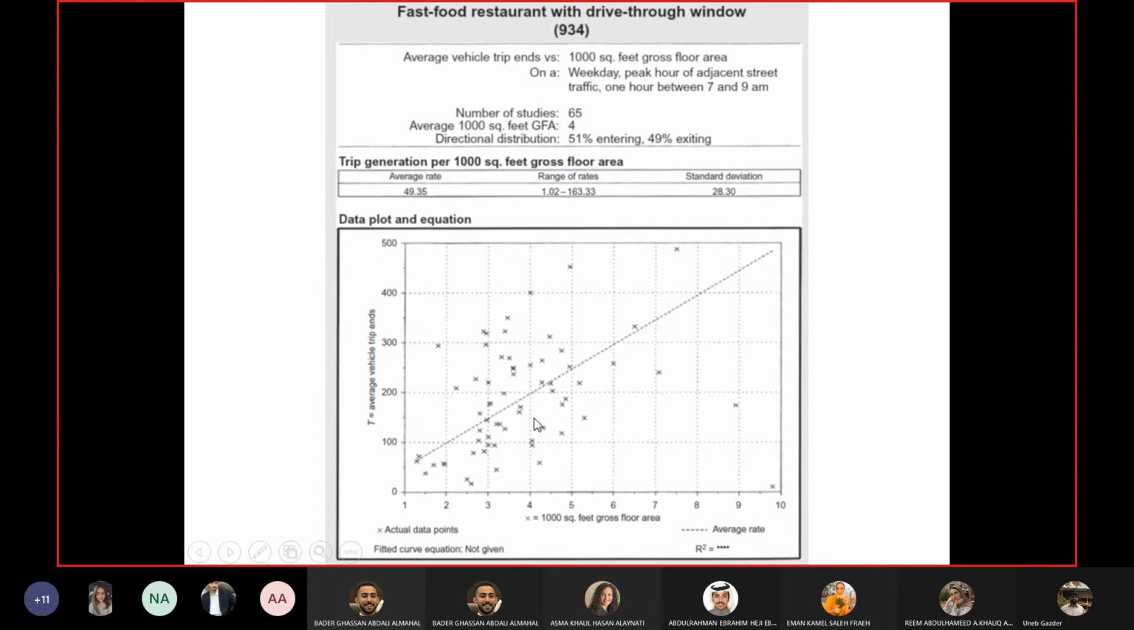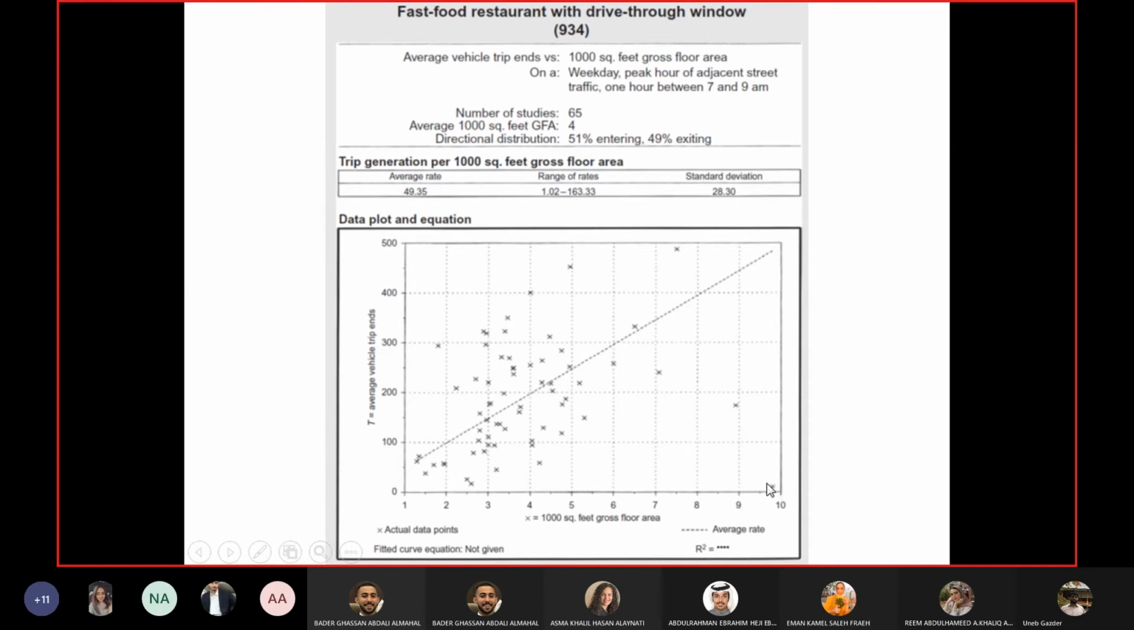Now you do not see any solid line here. As I told you, the solid line is drawn using the equation. So no solid line means no equation. If there's no equation, obviously there's no R square as well. So for fast food restaurant with drive-through window, there is no regression equation. So I can only use the average trip rate. Before I go on to use the average trip rate, I have to check the calibration limit as well. You can see the maximum point on this graph is close to 10,000 square feet. 10 is the number here and each number is 1,000 square feet.